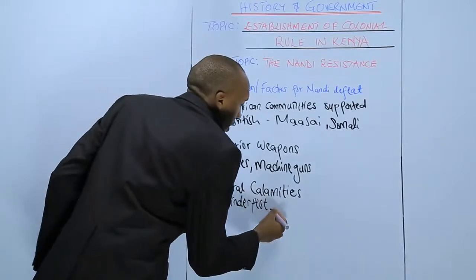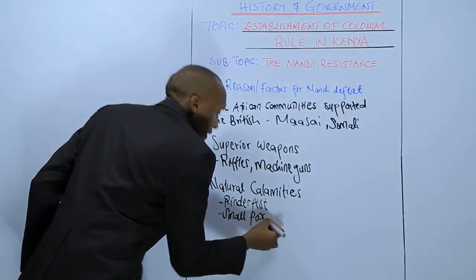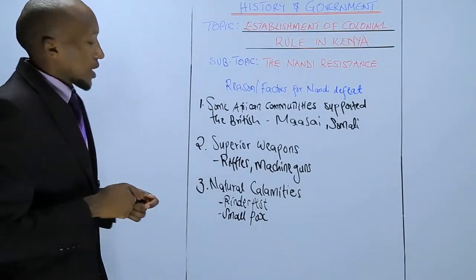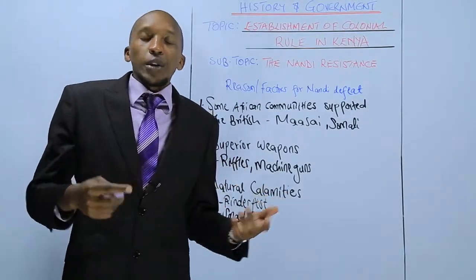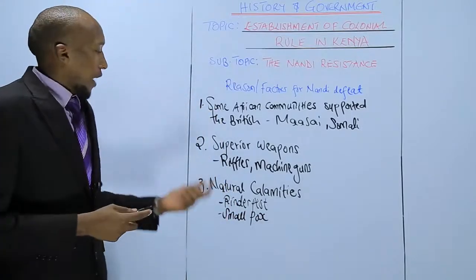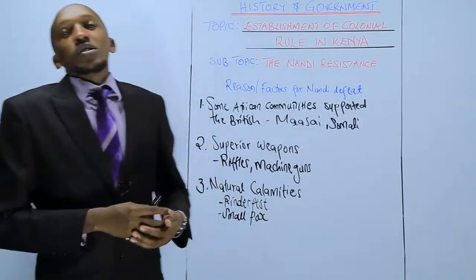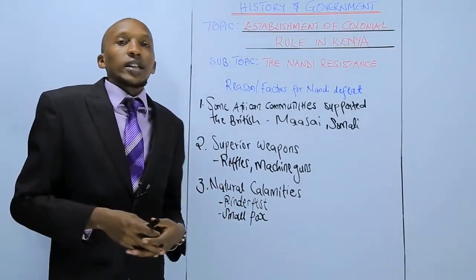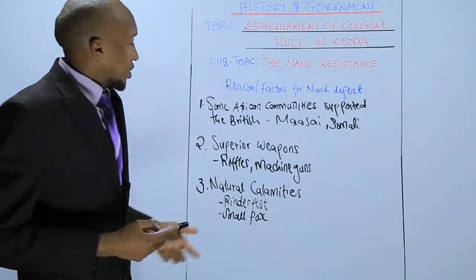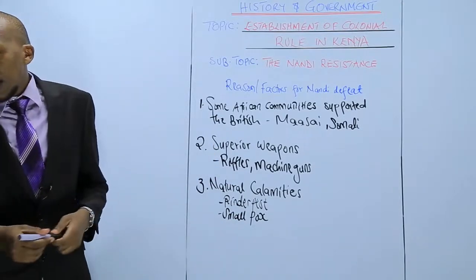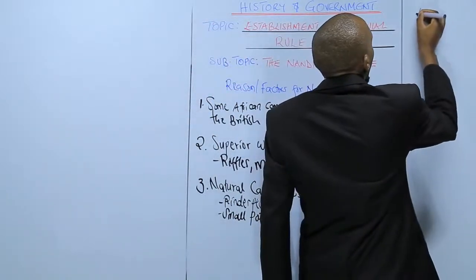They were also attacked by smallpox. Smallpox is a disease that they did not have initially. So when they were attacked by this disease, it weakened most of them. And most of the warriors were affected. They could not effectively fight. So the natural calamities that came, this is not a result of the British. It was just a natural occurrence that really affected them, and it interfered with their way of going against the British.